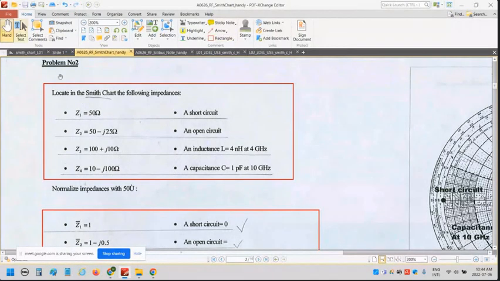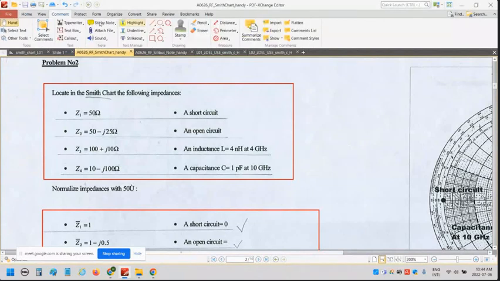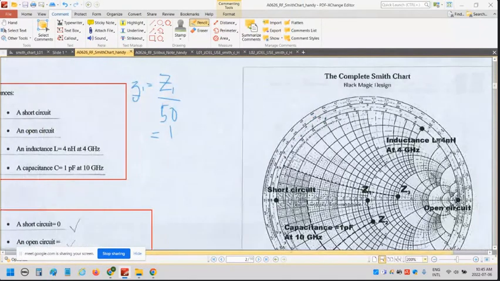Normally, but there are cases where the normalizing resistance value might be 60 or 70. But for this case it is 50. So you need to do a normalization. Very simple: when you normalize, you should use a small z. So small z equals capital Z1 divided by 50. They give 50, so you get 1. Where is the location?